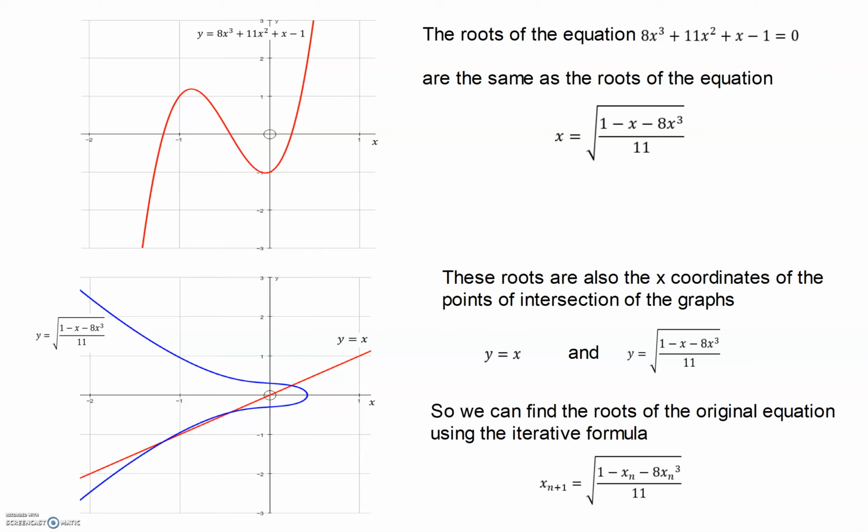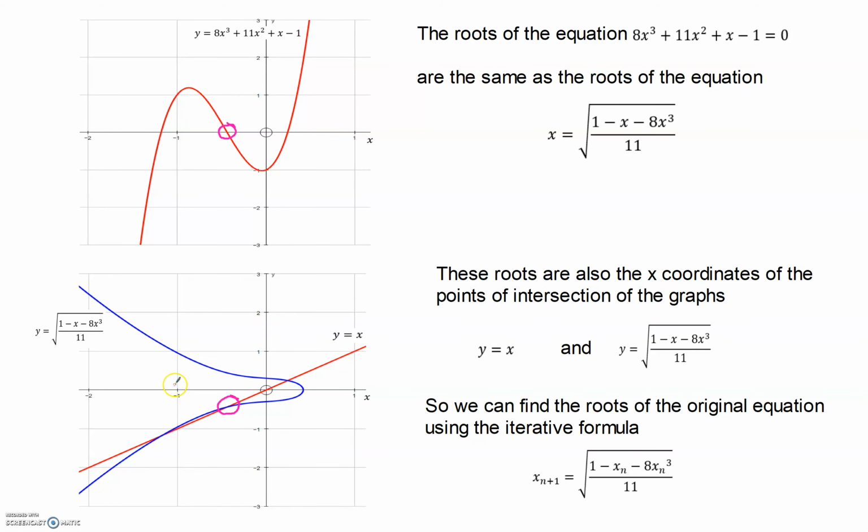So in the first video, we found the root of the equation 8x cubed plus 11x squared plus x minus 1 equals 0 in the interval 0, 1. And we're now going to find the root that is in the interval -1, 0. And we can see, going back to the graph that we had before, in the top graph, it is where the graph cuts the x-axis, and that equates to where the graphs y equals x and y equals the root of 1 minus x minus 8x cubed all over 11 intercepts.